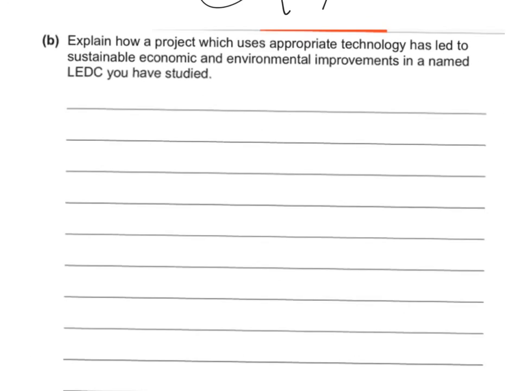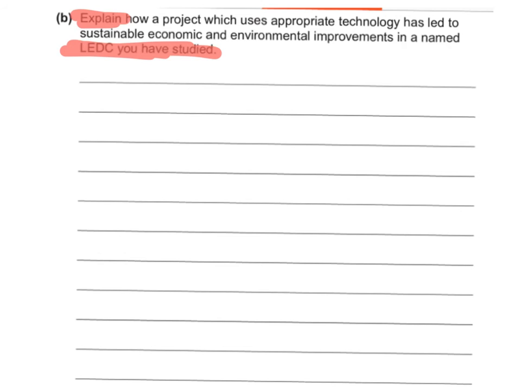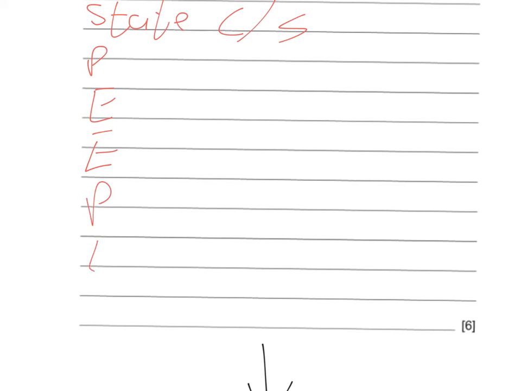Question 7 is our final example. Just thought it was worth mentioning this type of explain question as well. Sometimes the examiners use explain along with a case study. So you can see the phrase here, an LEDC you have studied. So this is obviously our fishing case study from India. They're asking for 6 marks. So again, your structure would be stating which case study it is that you're studying, point, explain, expand, and then again you'll have a second point, explain, expand. Okay, so that's your structure for this.